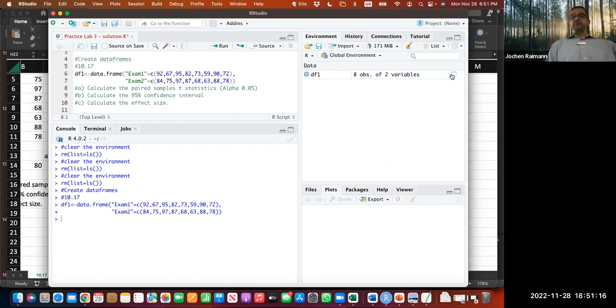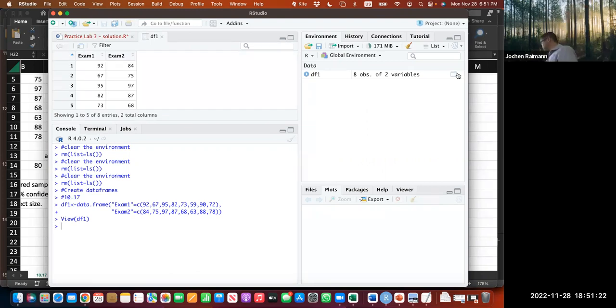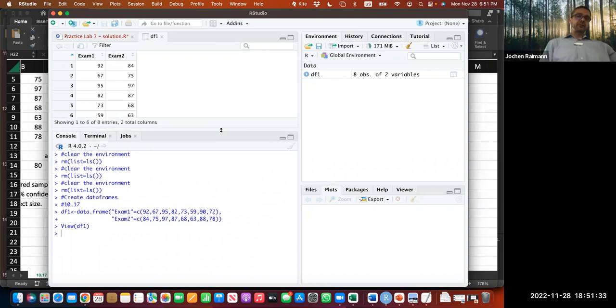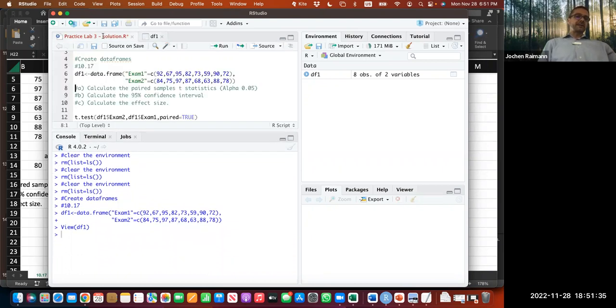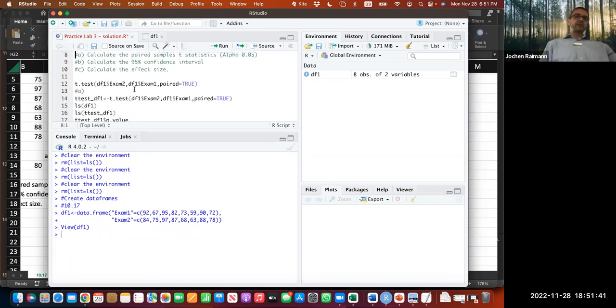DF1 is the first data frame, and you can open this by just clicking on the little spreadsheet symbol on the right. It opens the actual data frame. And this is the same data frame we just worked with. So this is just the data now in a different format, but it's the same data frame, exam1 and exam2. The assignments are the same. We calculate the paired sample t-statistic, we calculate the confidence interval and the effect size.